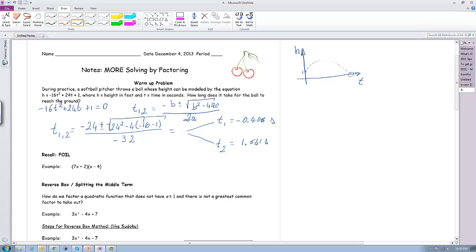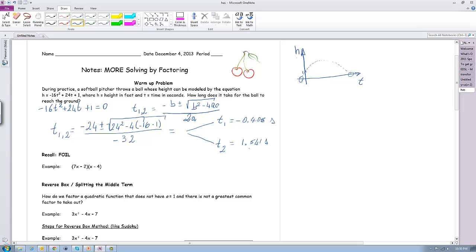The first one is an impossibility. We know that we started from 1, so what we are actually finding is this value, but this value would be a negative time, which, unless we have a time machine, we cannot have. So we can exclude this solution. The only real solution is 1.541 seconds.